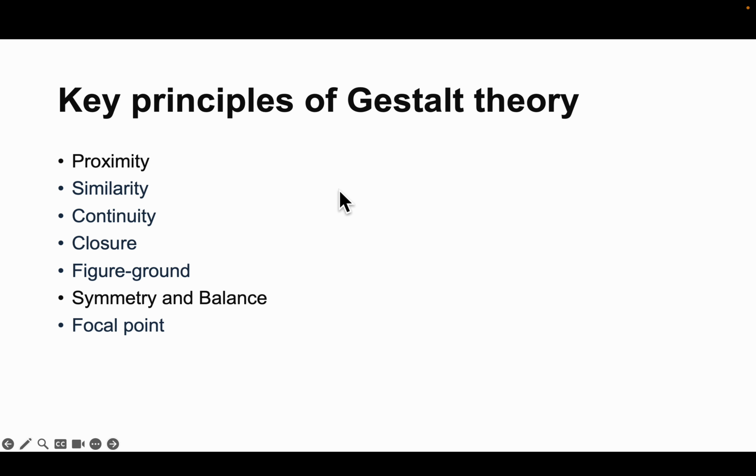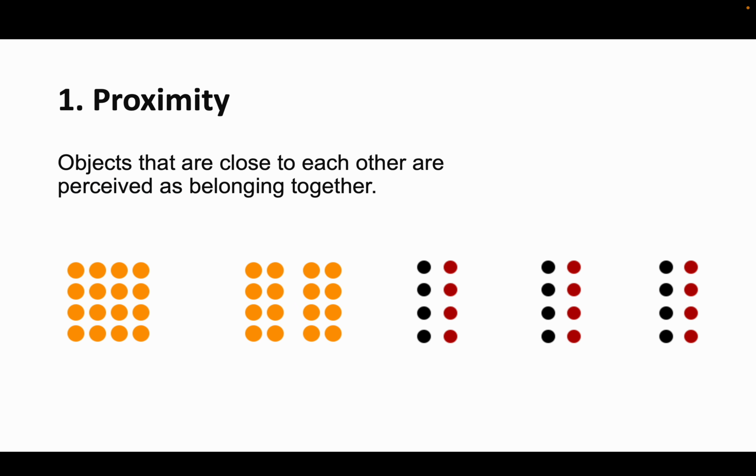There are 7 key principles in Gestalt theory. We're going to go through them one by one with examples and details. The first is proximity. Proximity means objects that are close to each other are perceived as belonging together.